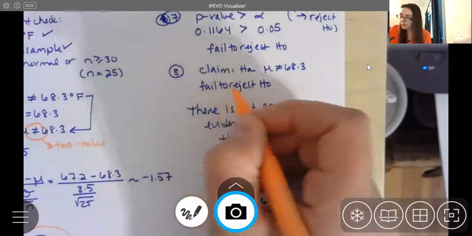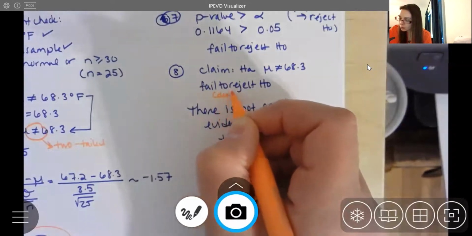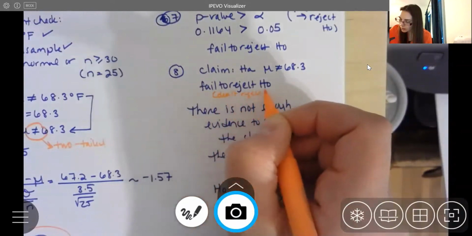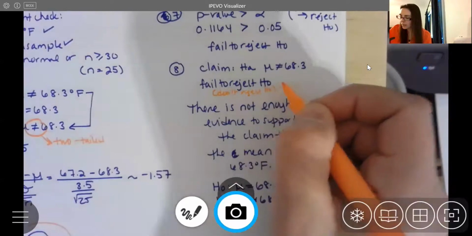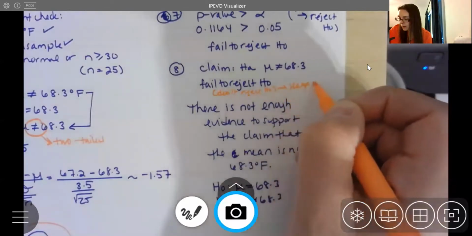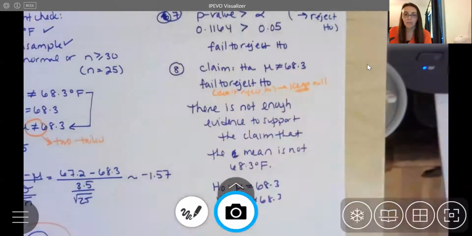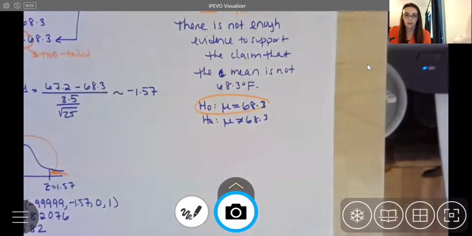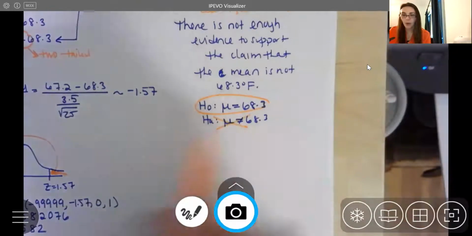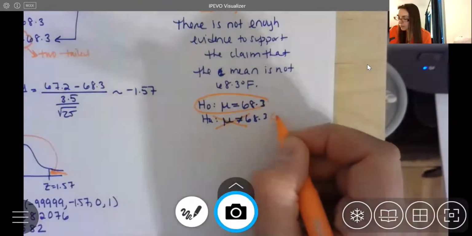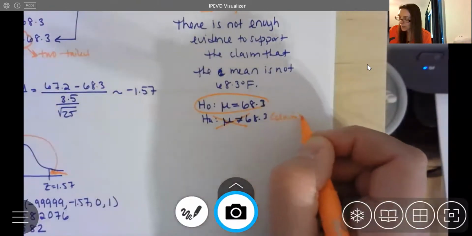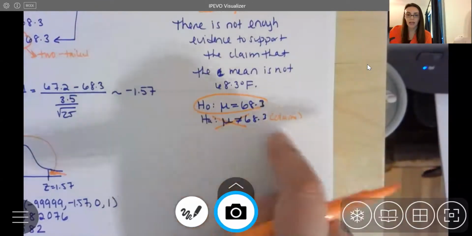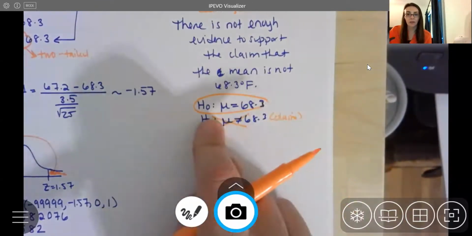So if you fail to reject the null, you don't reject the null. So you basically say you're keeping the null. Okay, so keep the null. So that means we're keeping this, which means that this is probably wrong. And that was our claim here, right? So again, we're saying we're keeping this, which means the other one must be wrong. So our claim must be wrong.